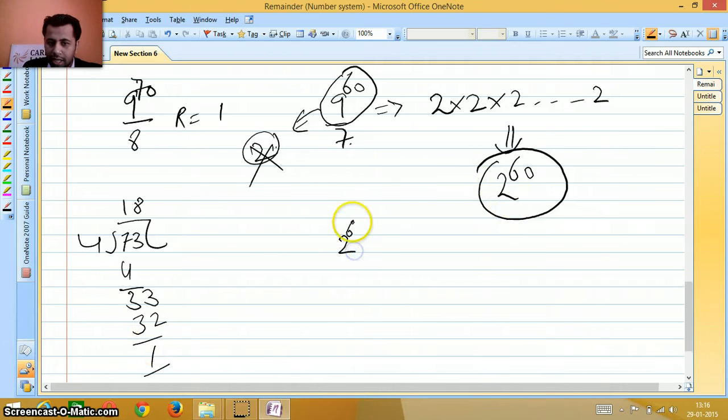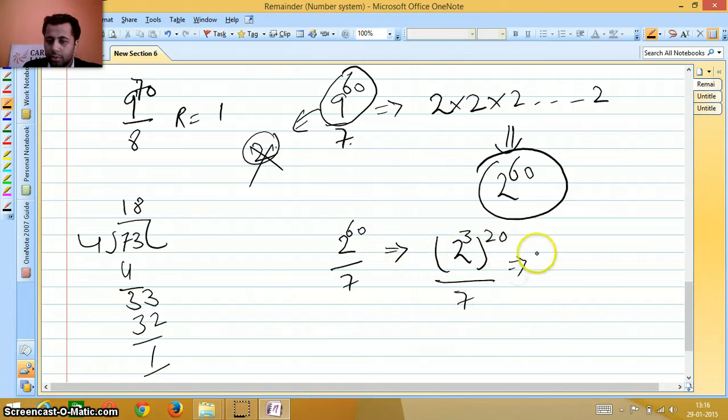This 2 raised to power 60 has to be divided by 7 further, right? Now what would be our next step? We'll modify this 2 raised to power 60 and make it 2 raised to power 3 into 2 raised to power 20, right? 2 raised to power 3 and 20 outside. So 3 into 20 is 60. This is equal to 2 raised to power 60 only, right?